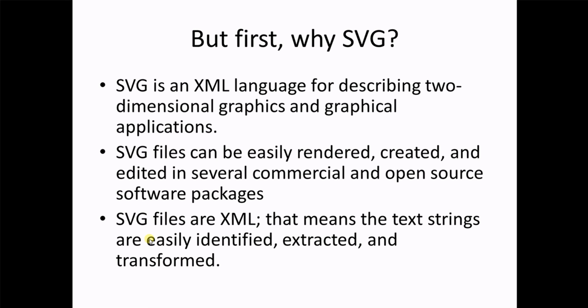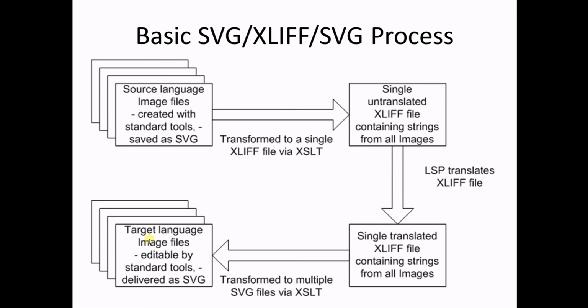Well, SVG is an XML language for describing two-dimensional graphics and graphical applications. SVG can easily be rendered, created, and edited in several commercial and open source software packages. SVG files are XML. That means the text strings are easily identified, extracted, and transformed. So it basically works like this.